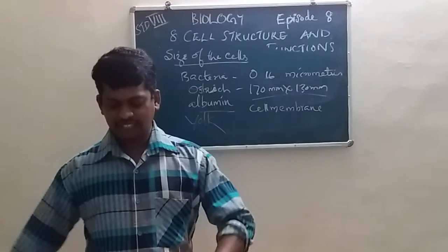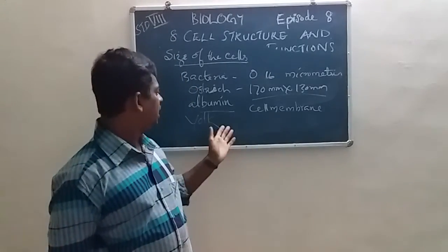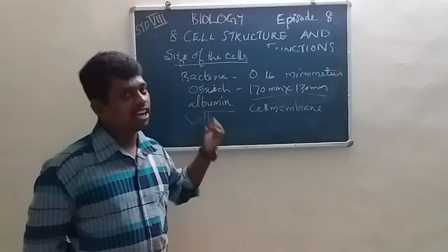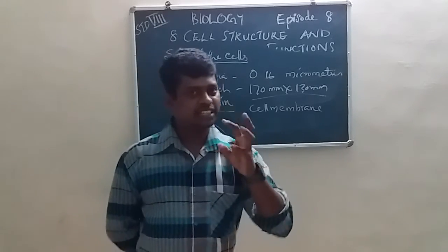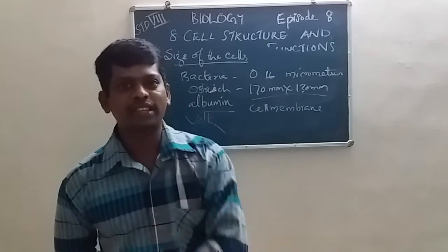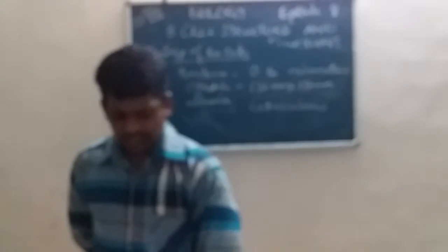Is it part of a single cell? Is it part of another cell? This is considered a nucleus. In that egg, the cell nucleus is the yolk, the yellowish colored part. That is the yolk.